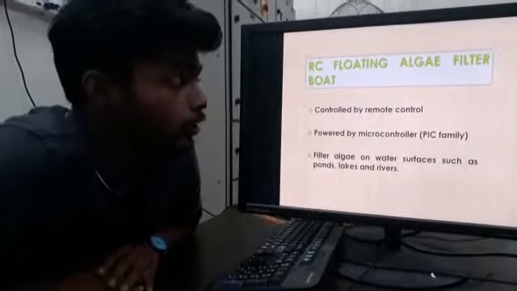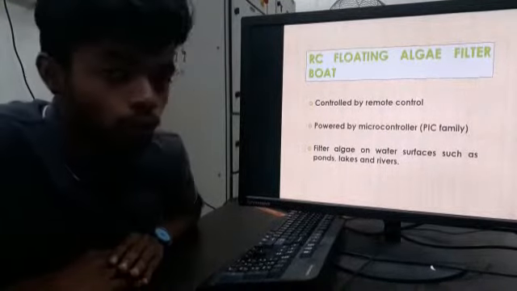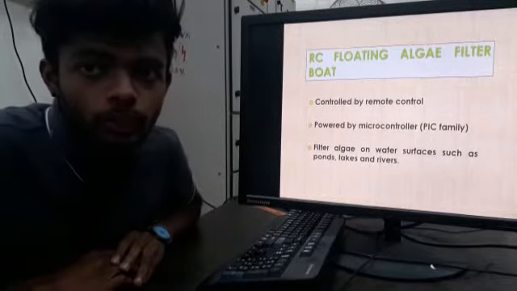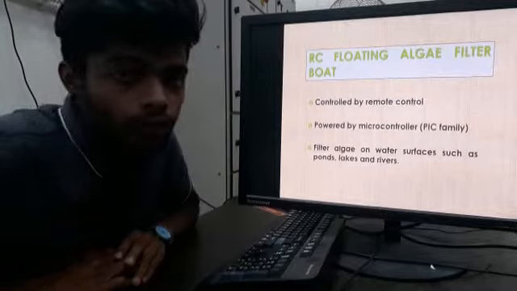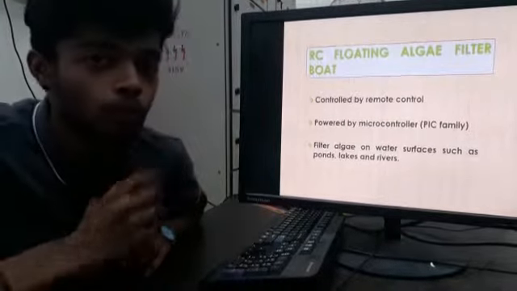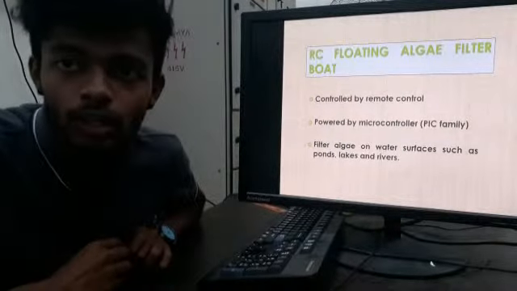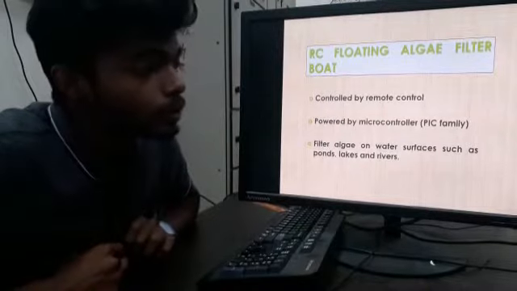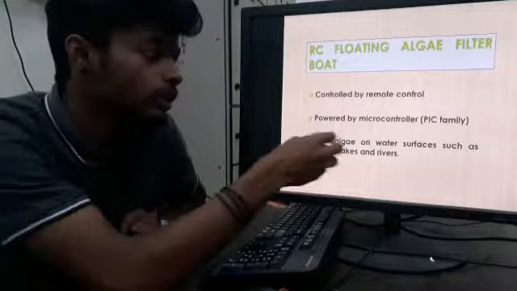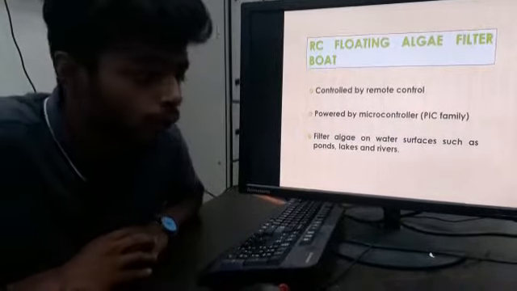Introduction to the RC floating algae filter boat. This boat is controlled by a remote control. It's powered by two microcontrollers. One microcontroller is the PIC18F4550. This microcontroller controls the motor of the boat, and the other microcontroller is the PIC16F877A. This microcontroller controls the servo of the boat. This boat filters the algae on water surfaces such as ponds, lakes, and rivers, which will keep all of them clean.